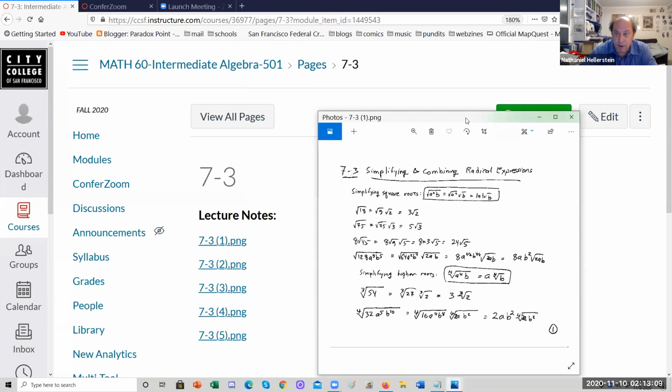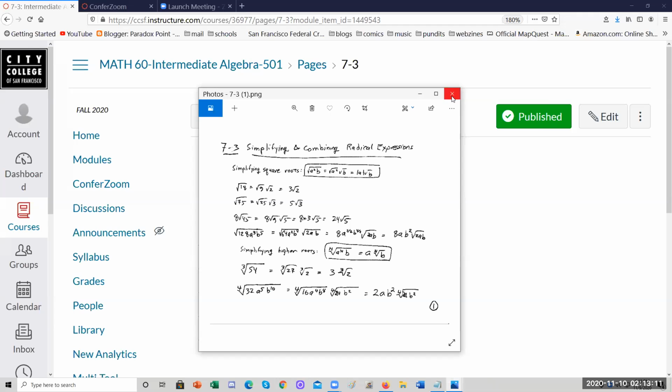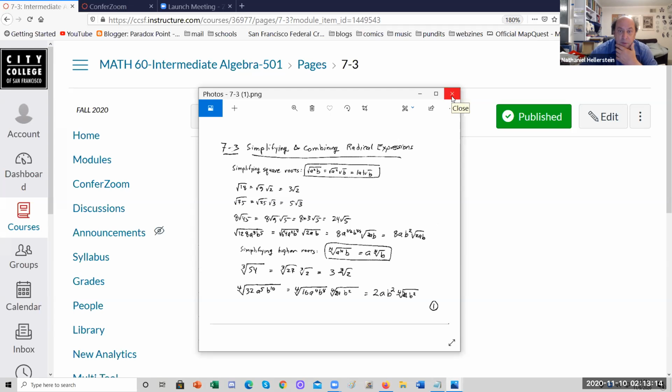All right. Today we'll be doing 7.3, simplifying and combining radical expressions. That's expressions containing square and cube and higher roots.